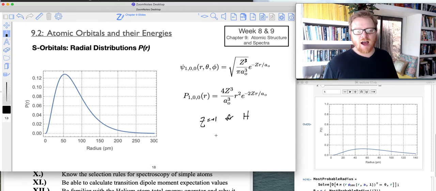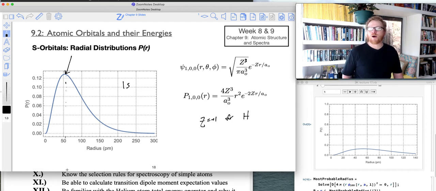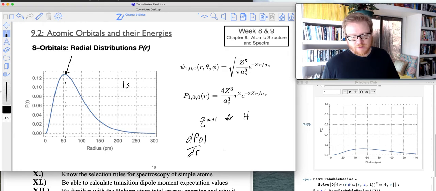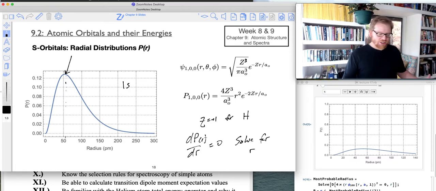And so when we look at this radial distribution for the 1s orbital, so this is 1s, this is really cool. Check it out. The maximum, if we look at where that is, and you trace it down, it's right around 50 picometers. Okay? Can we get a more exact value of that? Well, we can. And so how would we do that? Well, if I want to find the maximum, I would take dP(r)/dr and set it equal to 0 and solve for r that satisfies that equation.